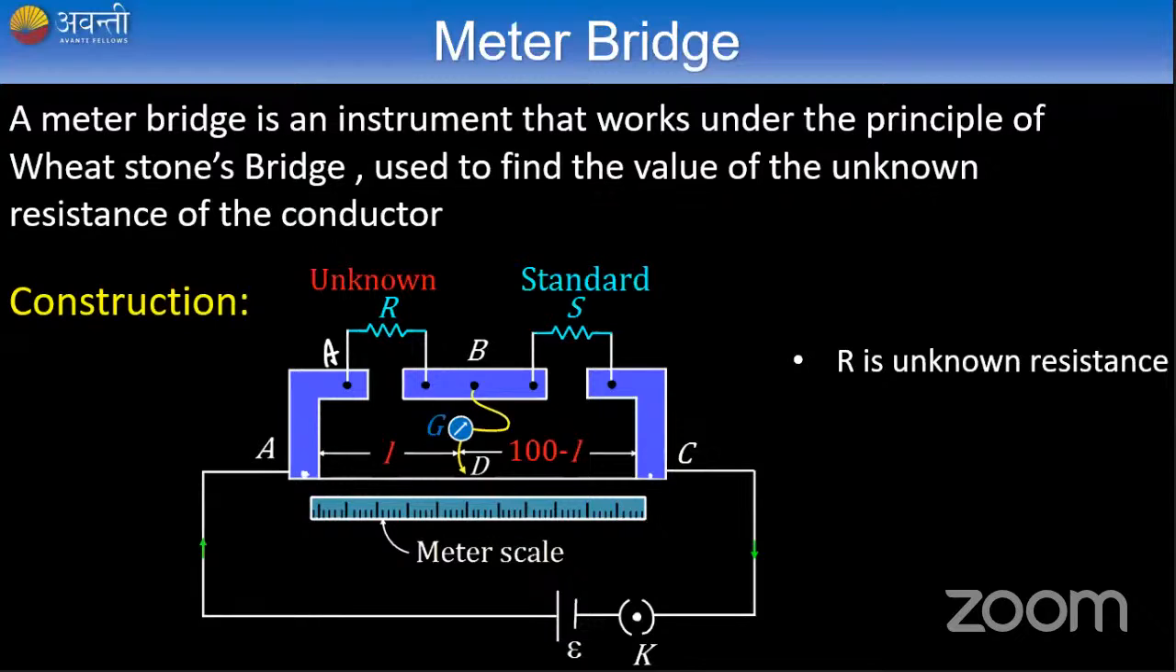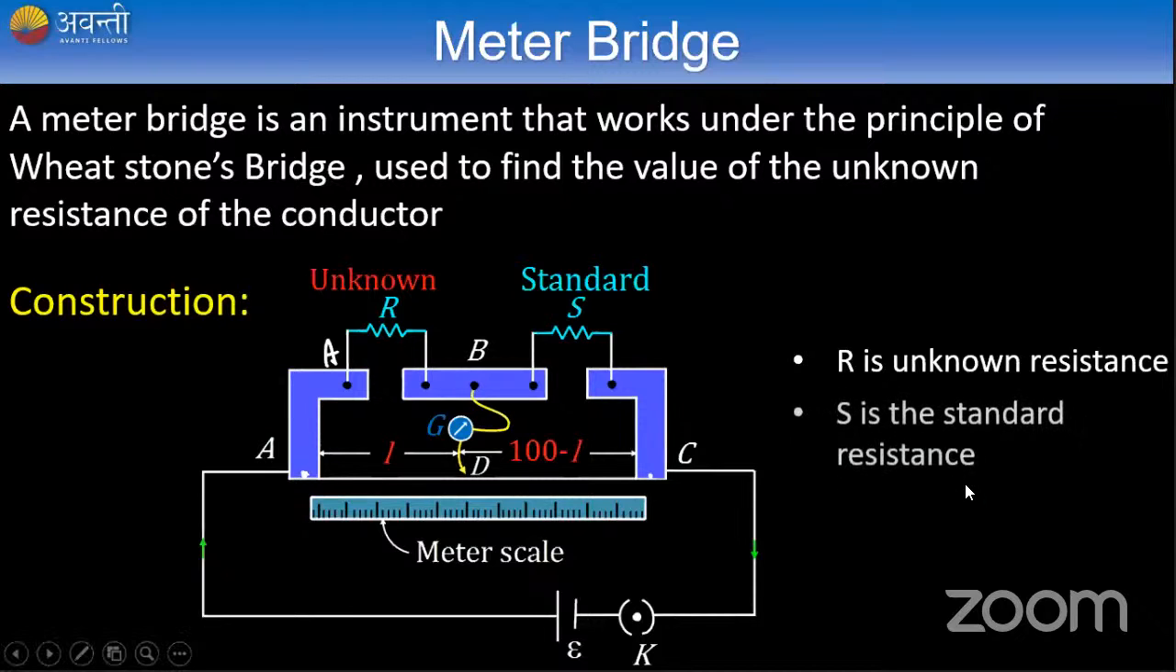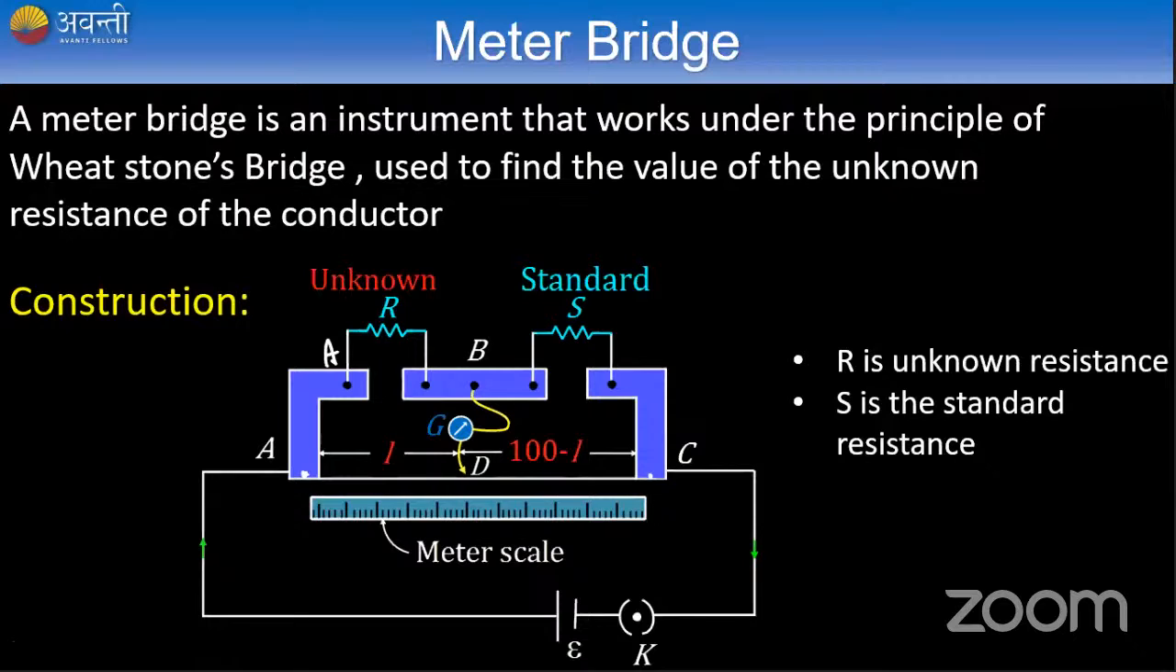Now, there exists a 100 centimeter wire, that is nothing but a 1 meter long wire. What is the use of this wire? This wire is such that its resistance, or its resistivity, does not change with temperature. The wire connected between A and C is made of a material whose resistance remains constant and doesn't vary with temperature. So here I have some notations like R, where R is the resistance of an unknown conductor.